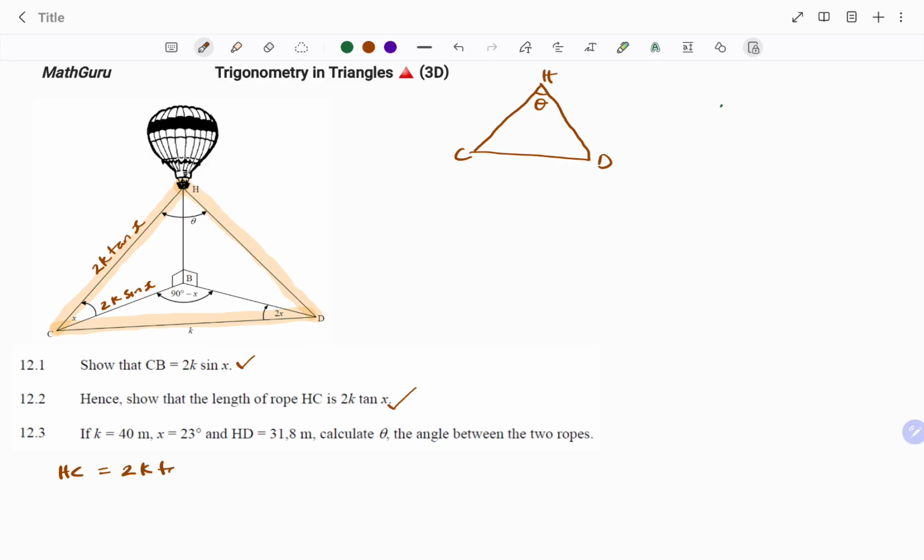The distance CH from the previous question is HC equals 2k tan x. We've been given k to be equal to 40 meters. So therefore, rewriting that will give me 2 times 40 tan x. X also has been given as 23 degrees. So I'm going to replace that. That's tan of 23 degrees. Therefore, my HC is equal to 33.96 to 2 decimal places, and that is in meters.